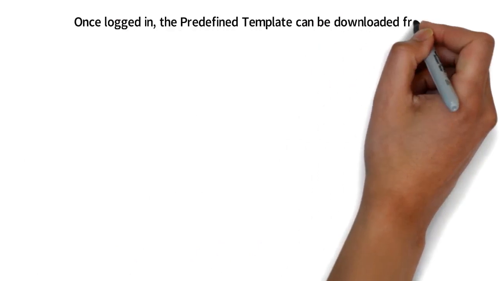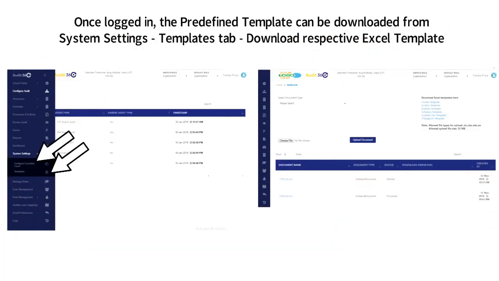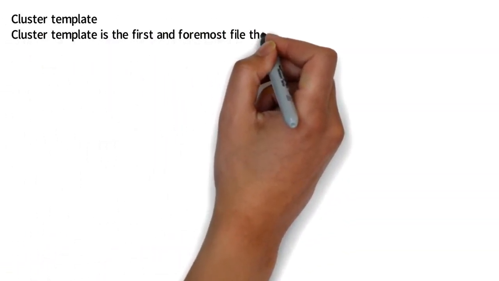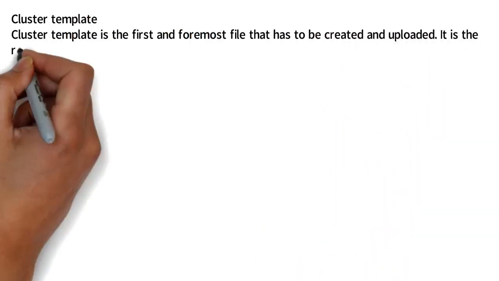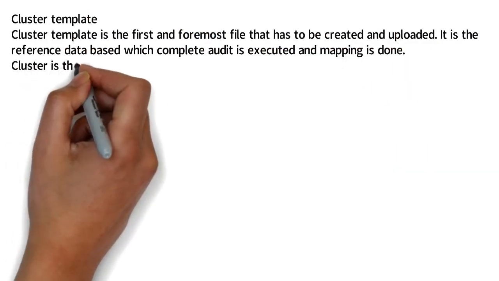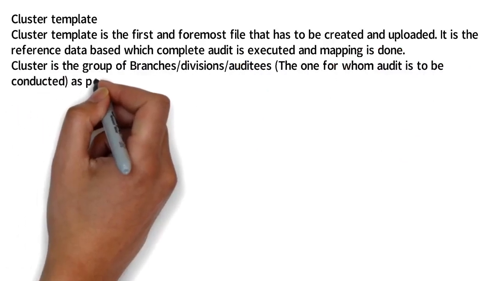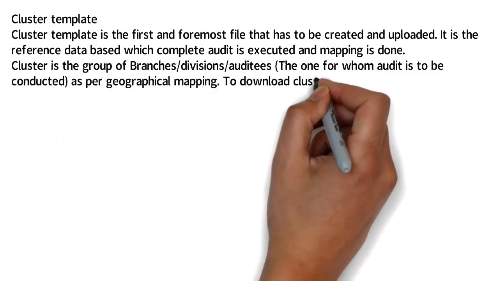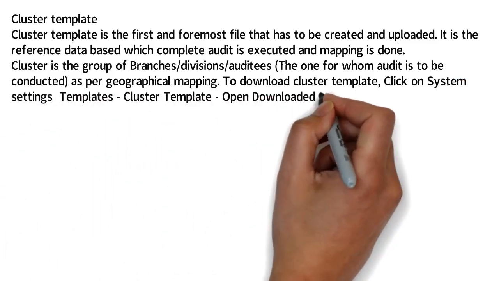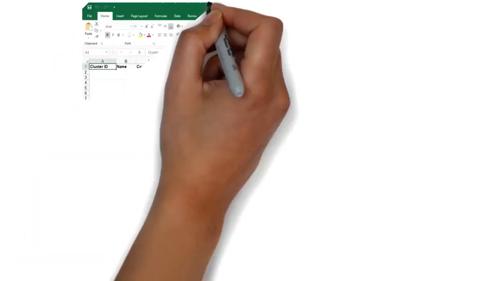Once logged in, the predefined template can be downloaded from System Settings, Templates tab, Download respective Excel template. Cluster template is the first and foremost file that has to be created and uploaded. It is the reference database on which the complete audit is executed and mapping is done. Cluster is the group of branches, divisions, auditees, the ones for whom audit is to be conducted as per geographical mapping. To download Cluster template, click on System Settings, Templates, Cluster template, open Downloaded template.